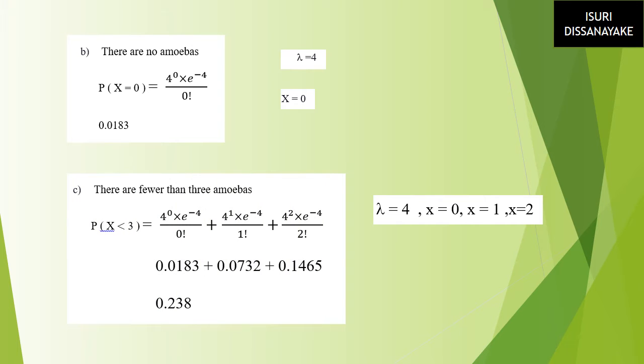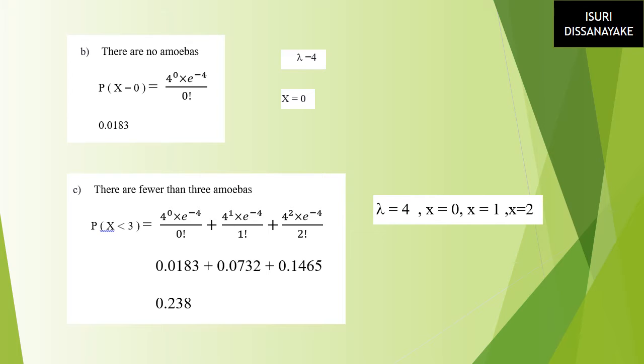Also, the next part, the probability there are fewer than 3 amoebas. So how could we write this? Probability X is less than 3, because the sum says there are fewer than 3 amoebas. So X less than 3 means when X is equal to 0, which means there are no amoebas. X is equal to 1, there could be 1 amoeba. And also X is equal to 2. There could be 2 amoebas.